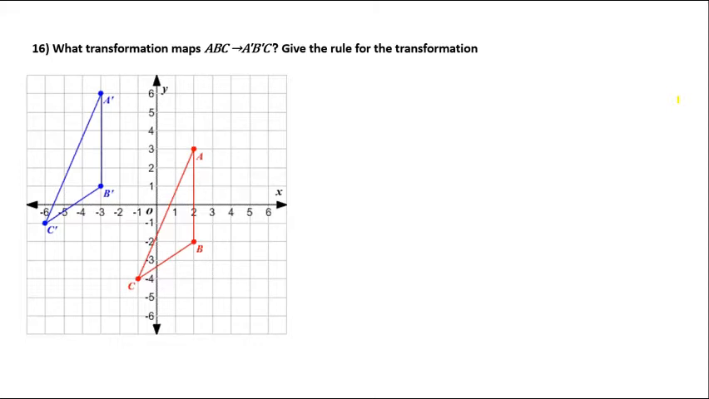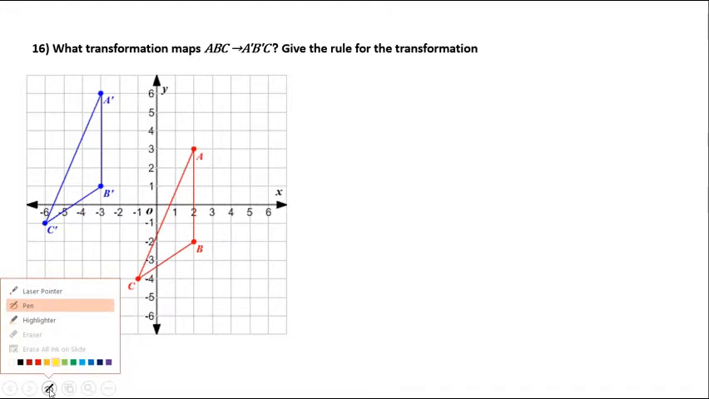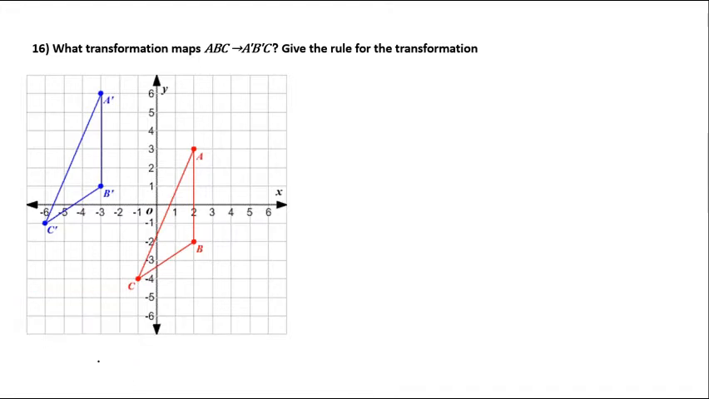And on 16, it says, what transformation maps ABC to A prime, B prime, C prime? And we're going to give a rule for the transformation. Okay, so first thing we're going to do here is look at how we go from one point to the other. So we're going to start at, we have to pick one point. So we start at A, and you're going to see how we end up at A prime.